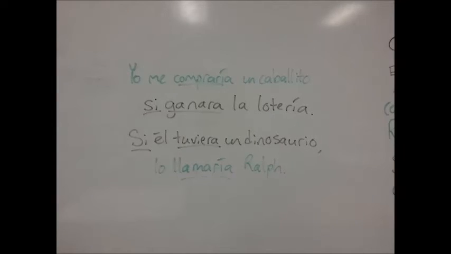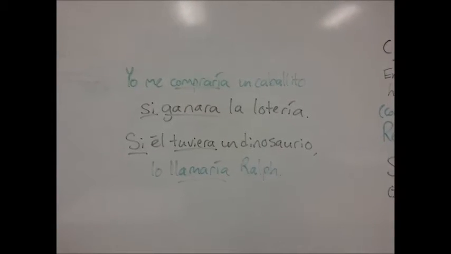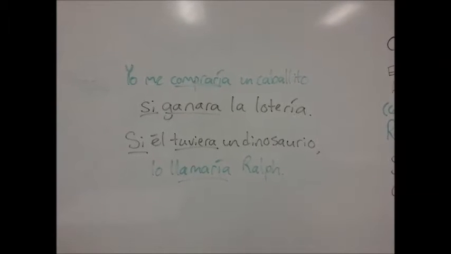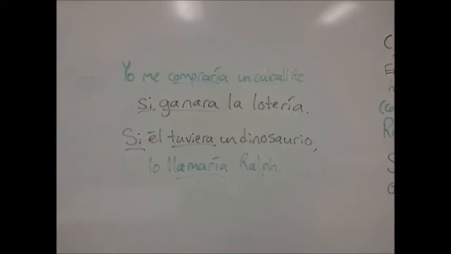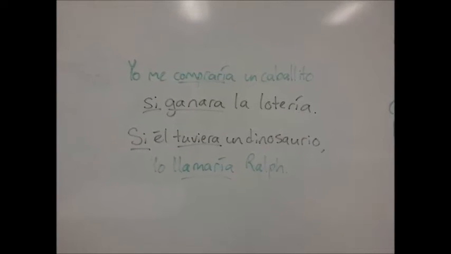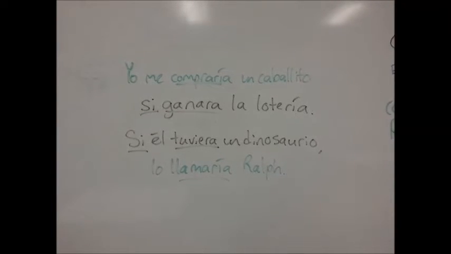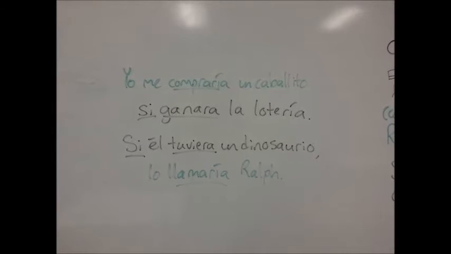Here are those same examples from earlier, but now translated into Spanish. Yo me compraría un caballito si ganara la lotería. This is still saying I would buy a pony if I won the lottery. We have the first part of the sentence, the reaction, in the conditional, and the second part of the sentence, the condition, is in the imperfect subjunctive.